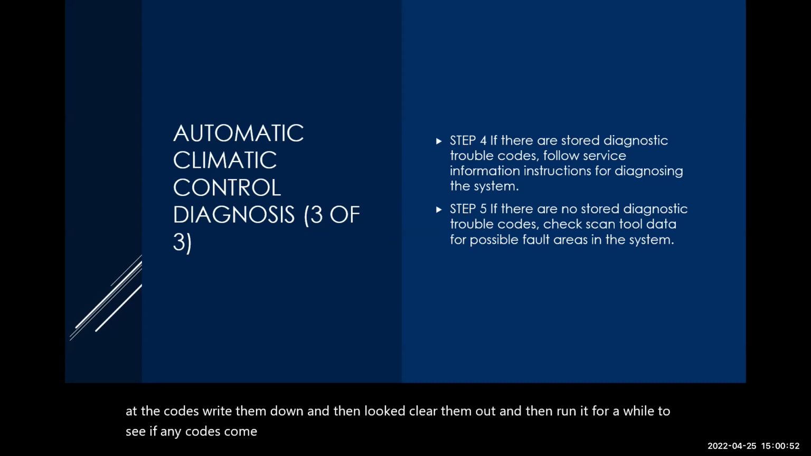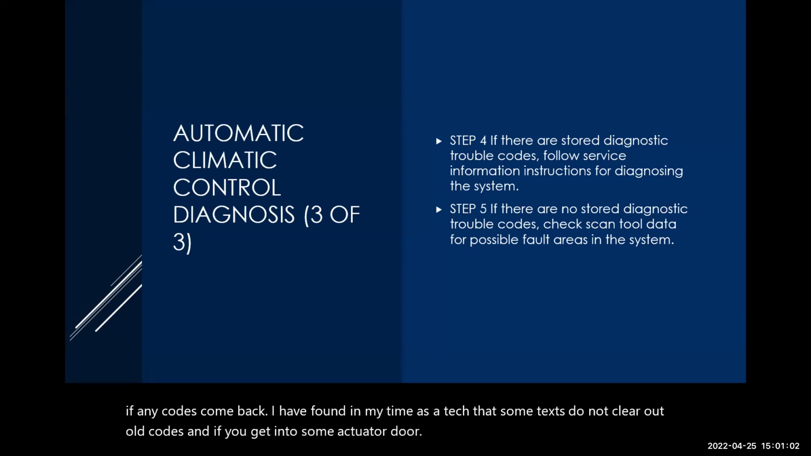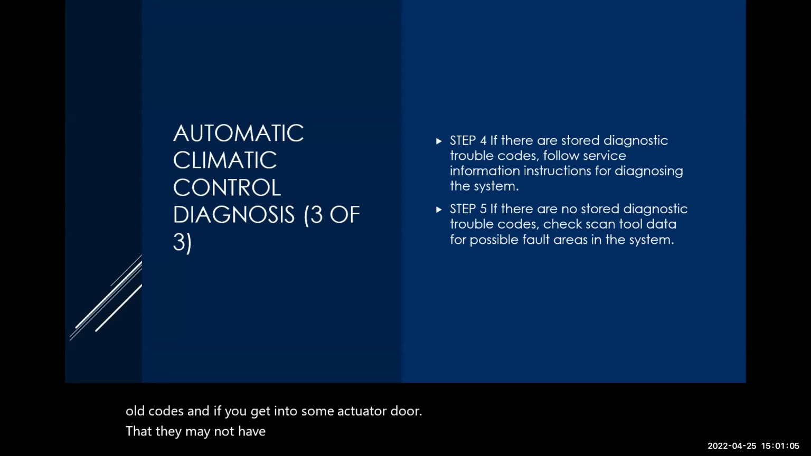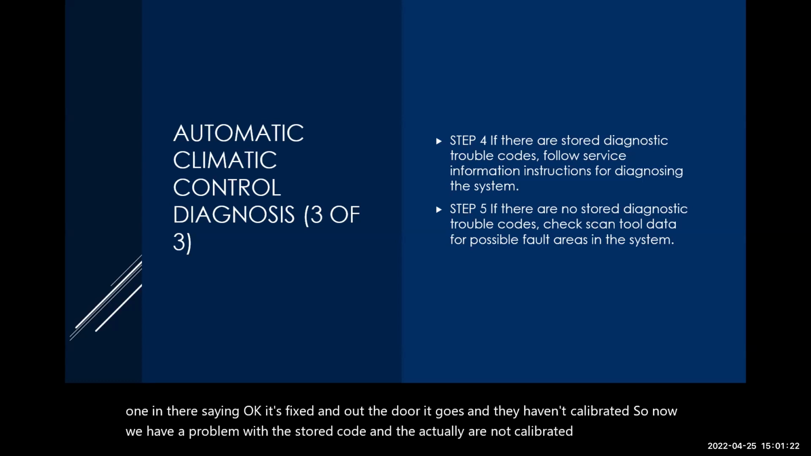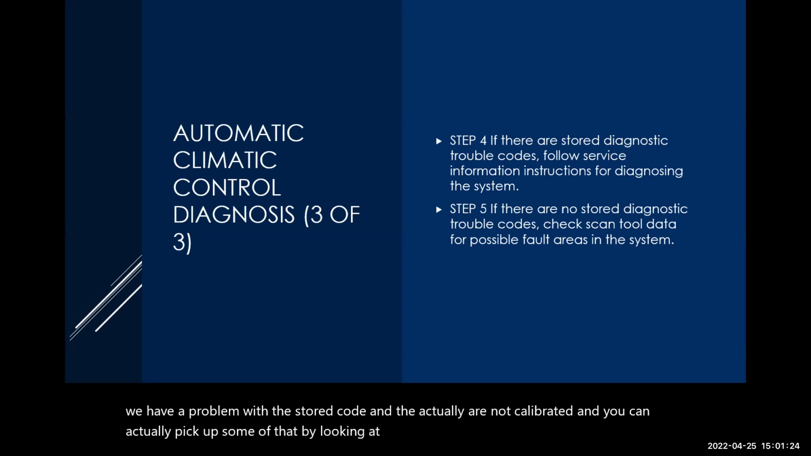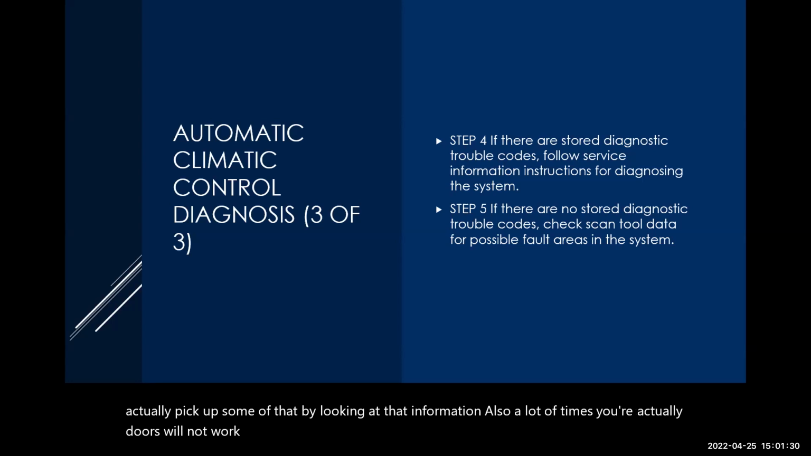I have found in my time as a tech that some techs do not clear out old codes. And if you get into some actuator door, they may not have calibrated it, just stuffed one in there saying, okay, it's fixed, and out the door it goes. So now we have a problem with the stored code and the actuator not calibrated. And you can actually pick up some of that by looking at that information. Also, a lot of times your actuator doors will not work properly unless all the codes are cleared out too.